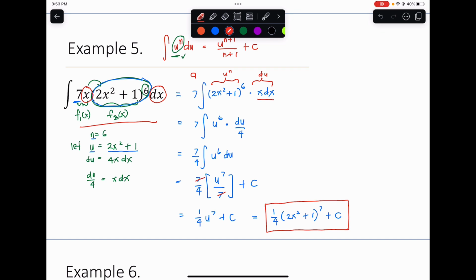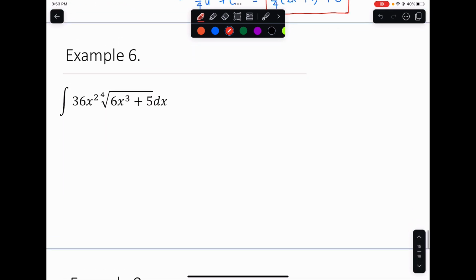So for that solution. Okay, so how about this one? So again, it's a product of 36x squared and the fourth root of 6x cubed plus 5 dx.